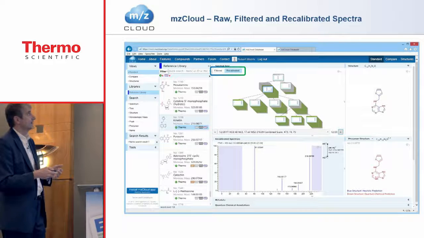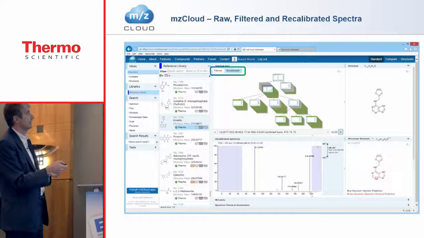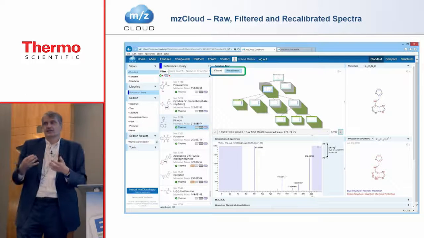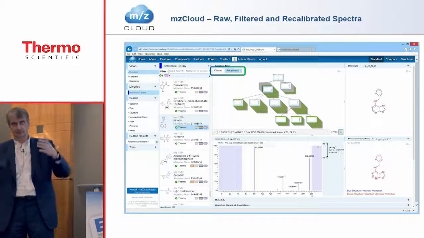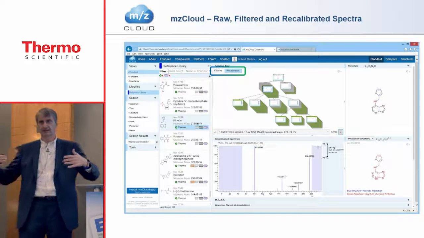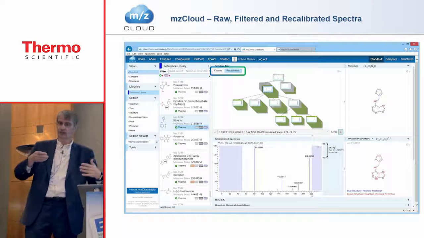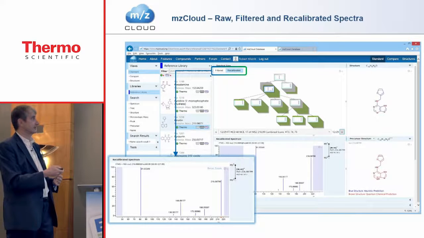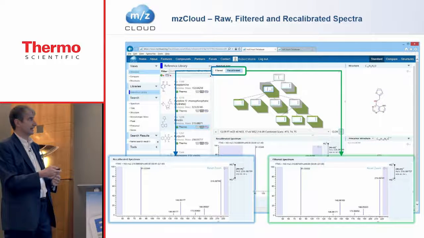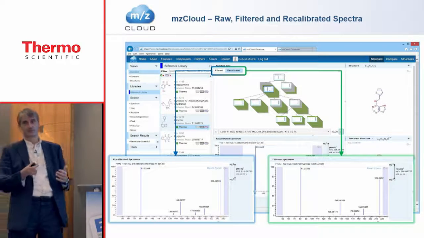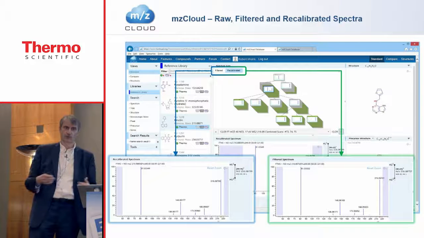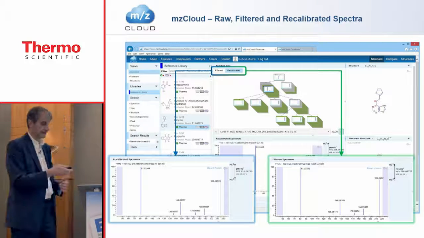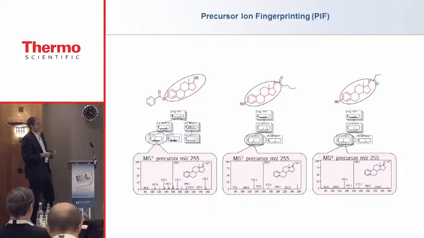So we have here, as I mentioned to you, filtered and recalibrated spectra. Since recalibrated spectra are artificially changed, we better keep them separately, and you can search in both of them. So you have a filtered spectrum and a filtered and recalibrated spectrum. And the search algorithms go through all of them. Why are we doing it?